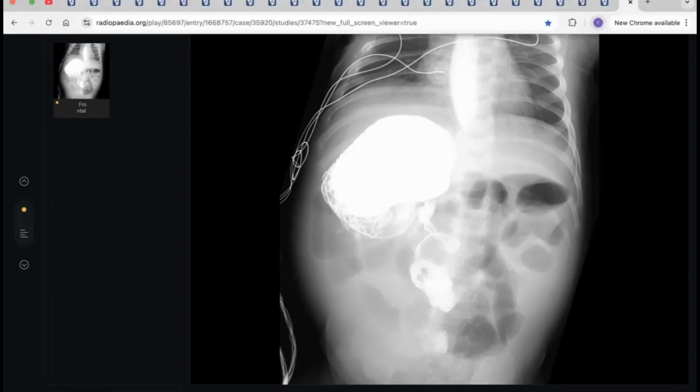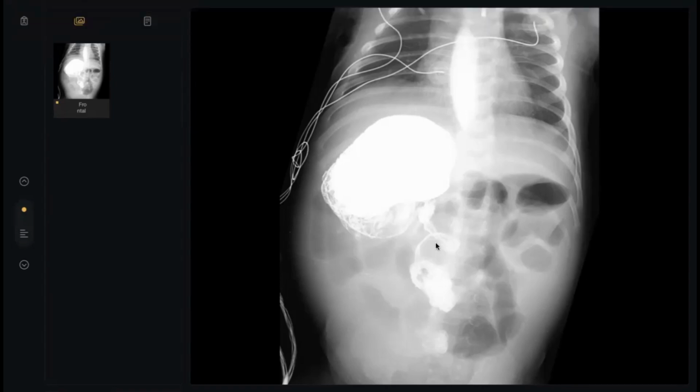This is a surgical emergency because of the corkscrew sign. Corkscrew sign is a sign of volvulus. So this patient presented with vomiting.